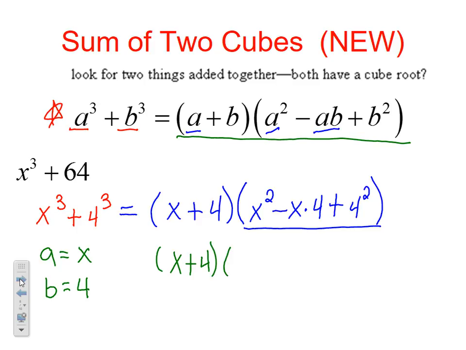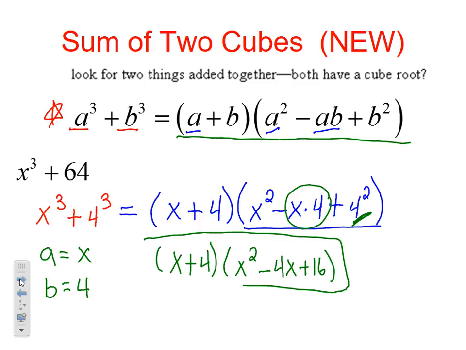Second part, I can't simplify x squared, so that stays. We usually write this different, so it's going to be minus 4x. And then we can simplify 4 squared, which is 16. So we have plus 16 here. This is my final answer, ladies and gentlemen. So when you're doing this, the biggest thing is to make sure that your cubes are written as cubes. Okay, and then you're just plugging in a and b into your equation.